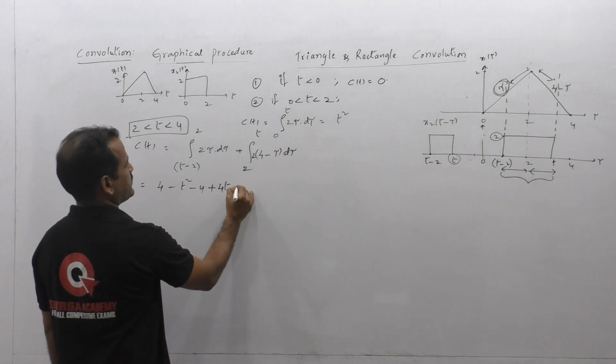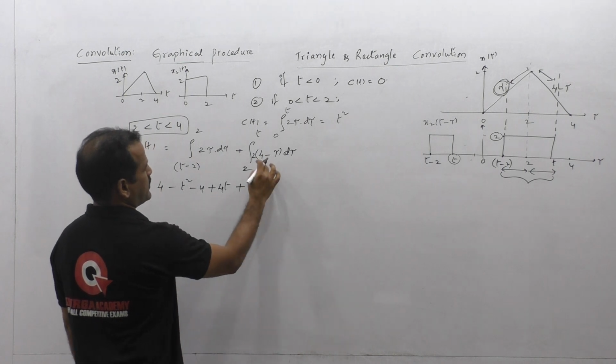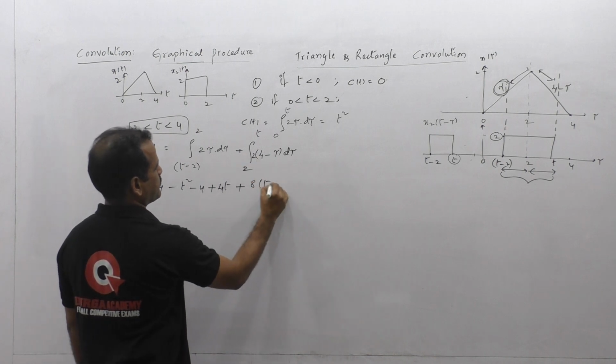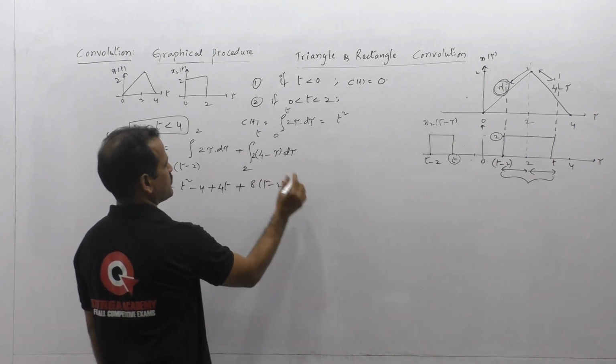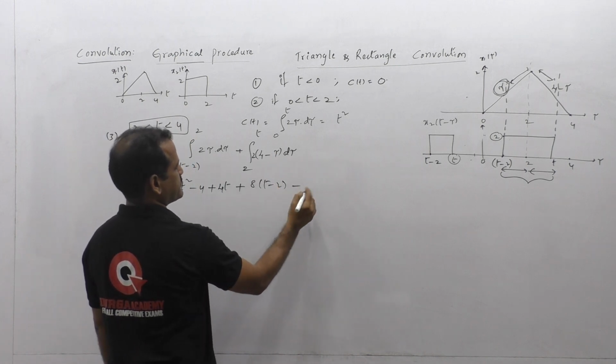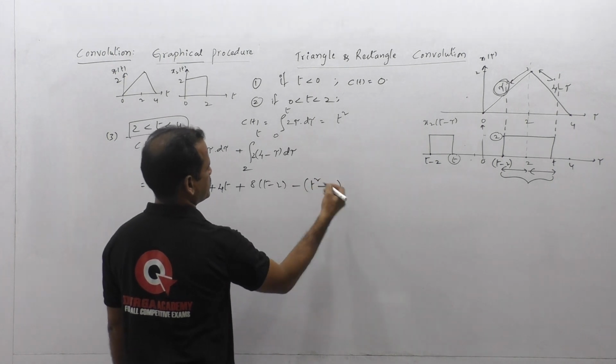Next, this one: if you take 8, 8 over the integral with respect to tau means t minus 2 will be there. Next, this one will be minus 2 tau square by 2, 2 gets cancelled. In that tau square, we are substituting the limits, t square minus 4.